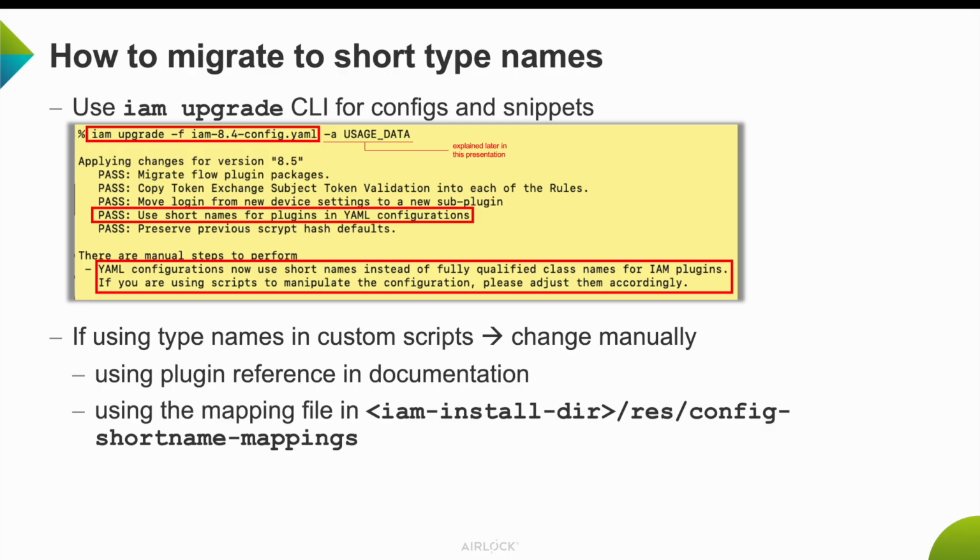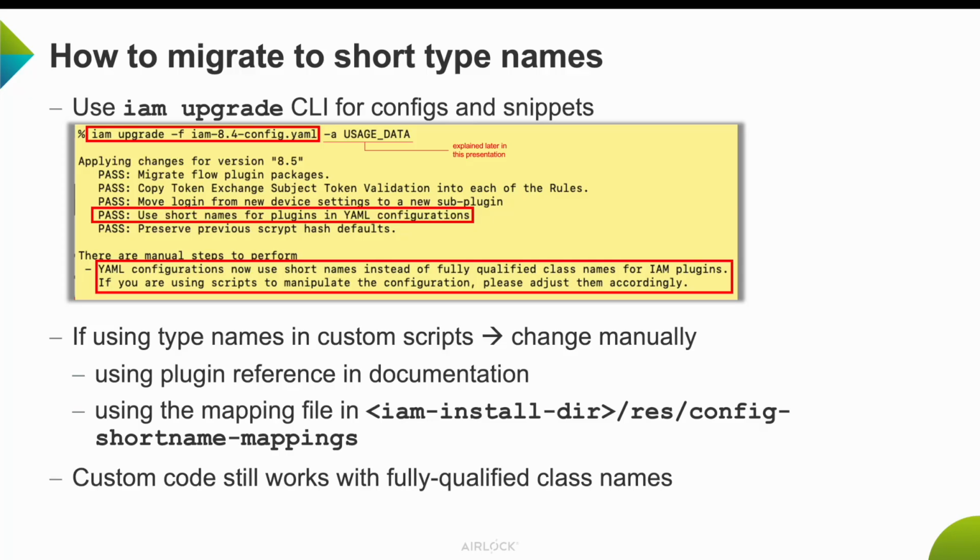So if you are using fully qualified type names within custom scripts, like shell scripts, Python scripts, or whatever manipulates your configuration, you will have to change them manually from fully qualified to short type names. You can use the plugin reference in the documentation to do that, or there is also a mapping file that comes with the release, which maps all old type names to the new type names. Custom code still works with fully qualified class names.